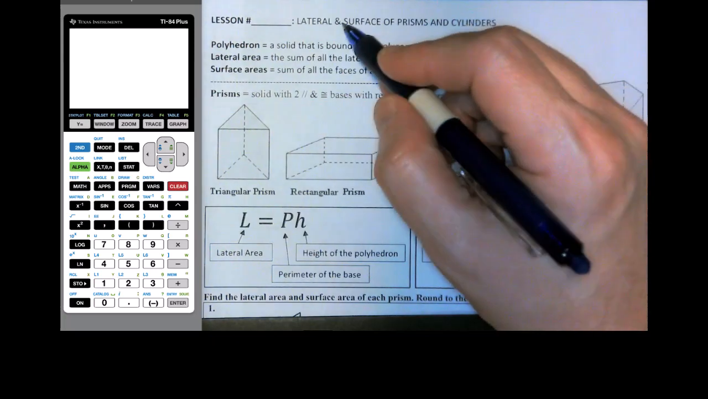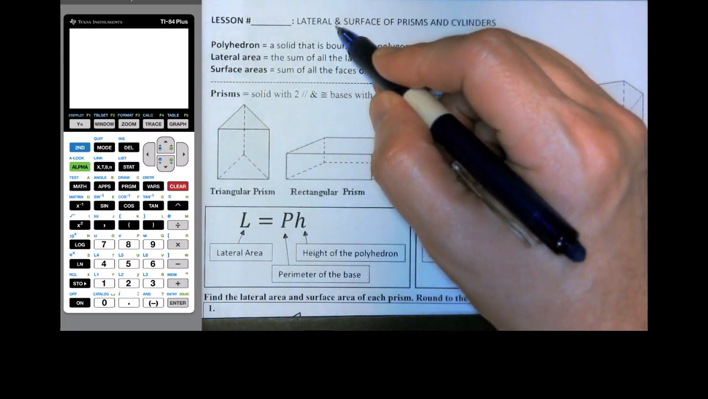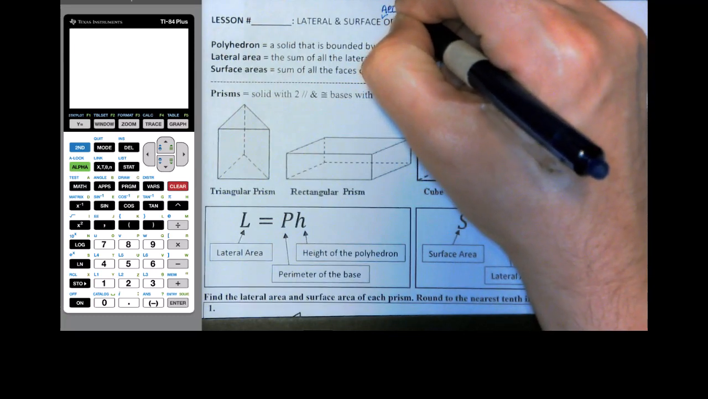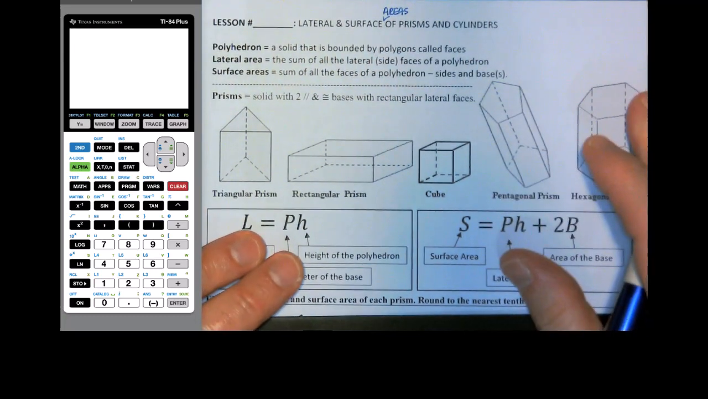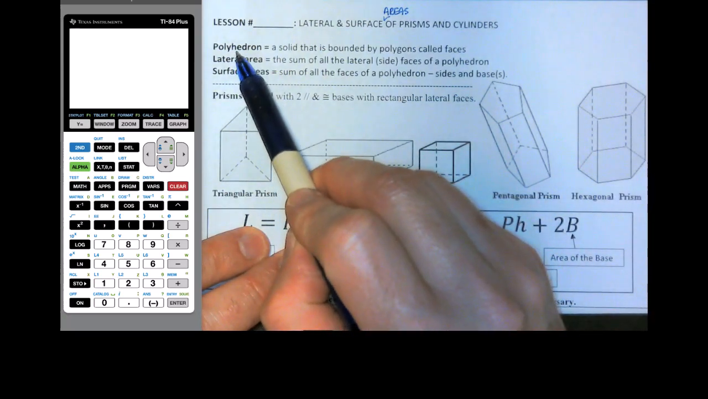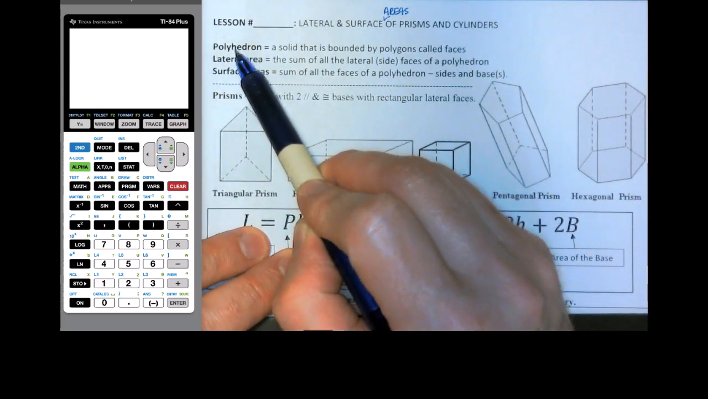Hello and welcome. Today's lesson is going to be about lateral and surface areas of prisms and cylinders. Before anything, let's go through some vocabulary words here.